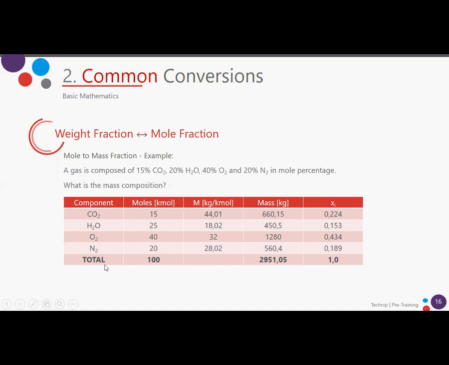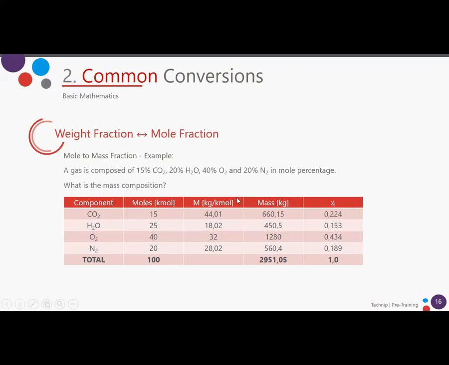So you list all the components, and as we assume that the sum of all moles is 100 kilomole, as we have seen on the slide before, we can convert these mole percentages into moles. So 15% carbon dioxide is equal to 15 kilomoles, 25 kilomoles for water, 40 kilomoles for oxygen, and 20 kilomoles for nitrogen. And as I said, the sum is 100.